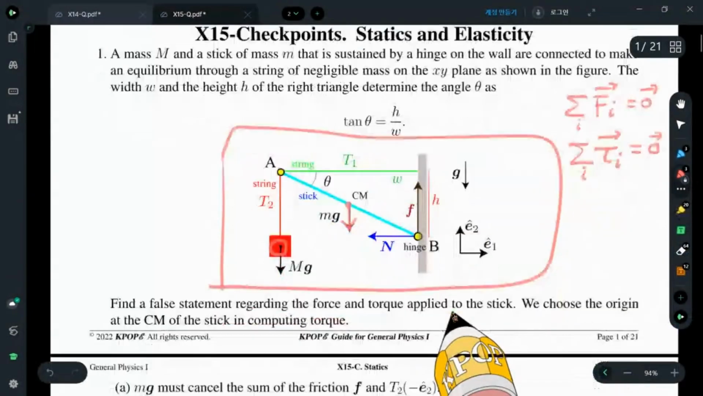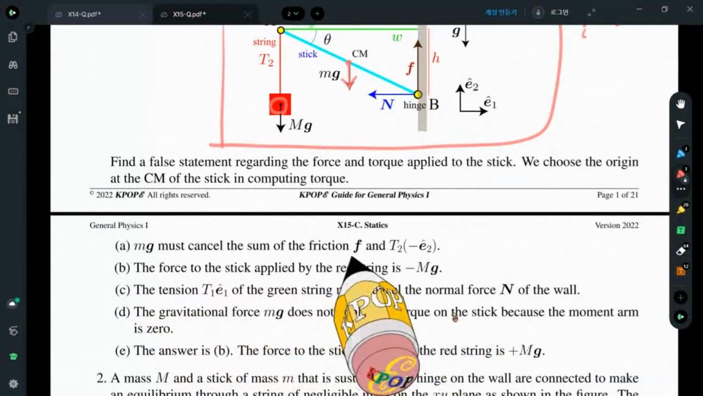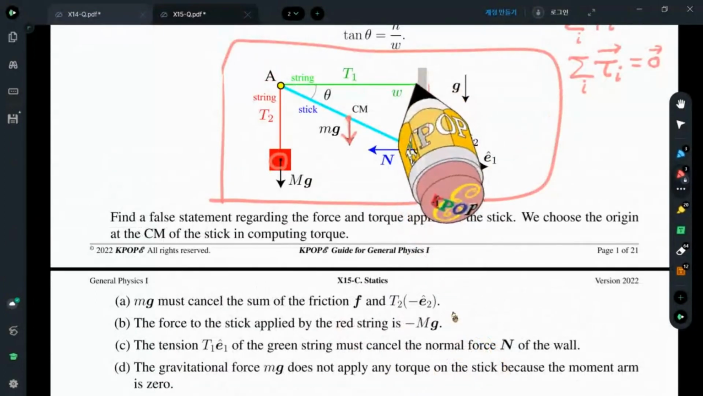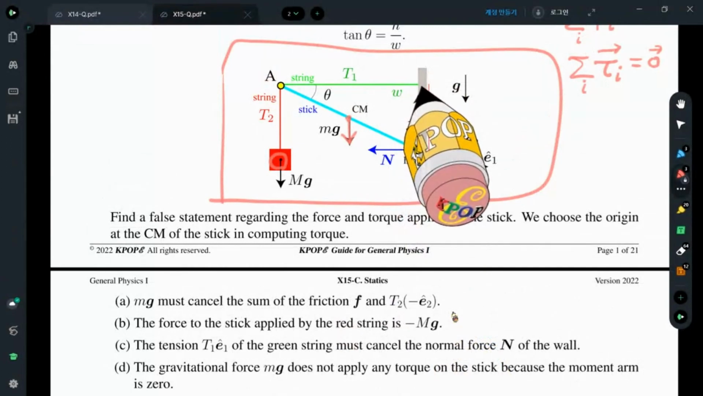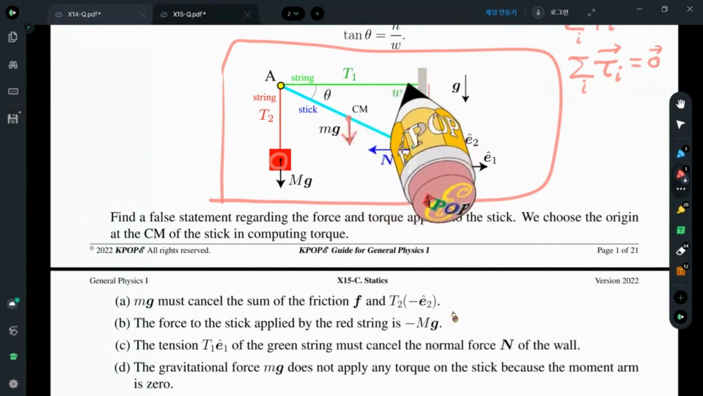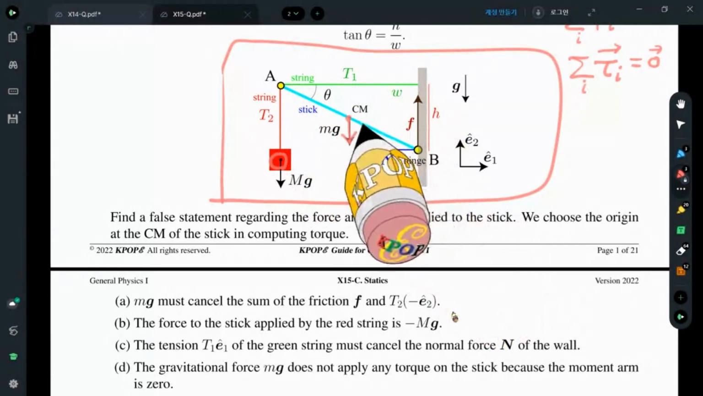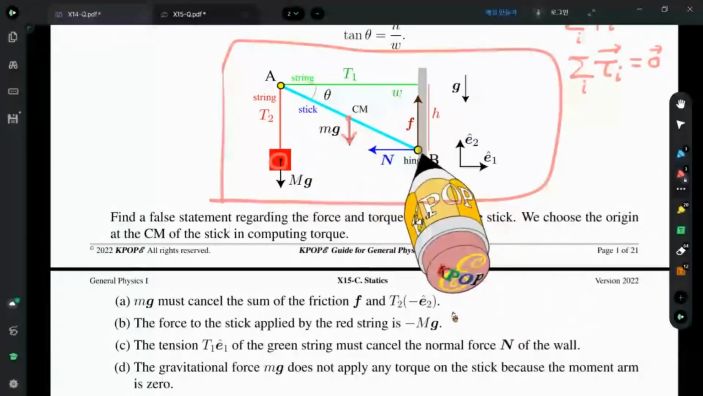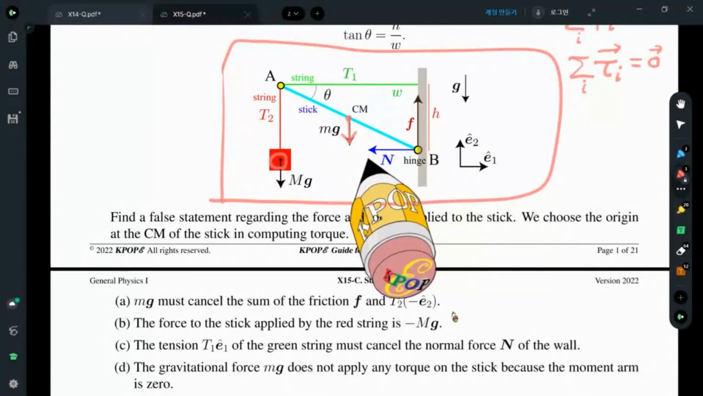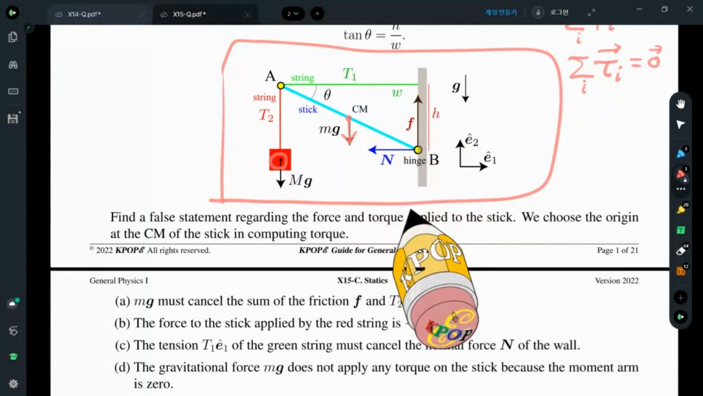We must also consider the friction at the hinge. If a string is attached to a wall, the string applies force only along its own direction. In case a stick is fixed to a hinge, the hinge can apply the normal force as well as the frictional force, in either direction depending on the situation.